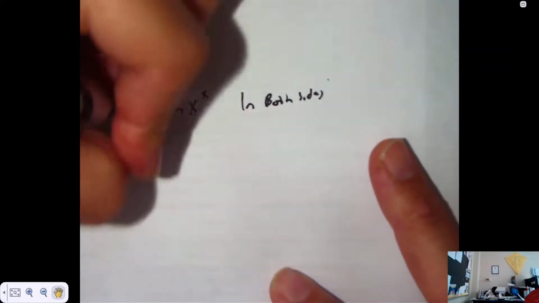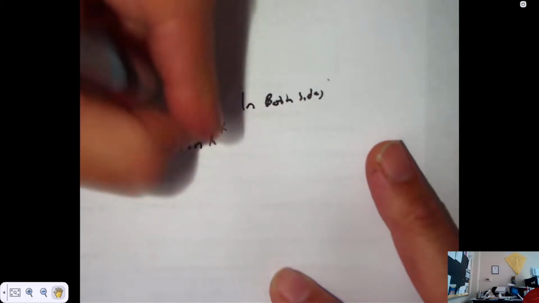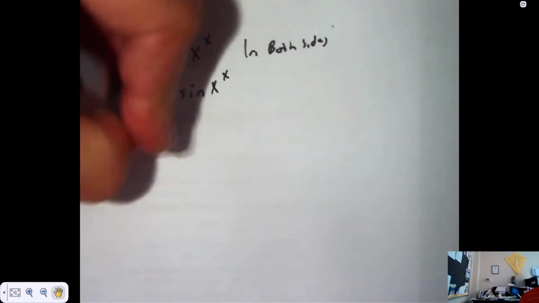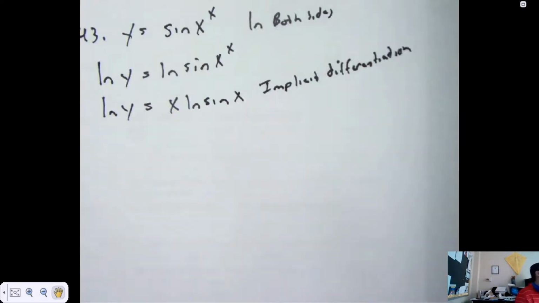ln of y equals the natural log of the sine of x to the x. And you can start taking derivatives here. It's really not a problem. I promise you it's not. It's kind of like implicit differentiation. First, we'll clean it up a little bit: x natural log of sine x. And now we'll do implicit differentiation. Implicit differentiation is when you take the derivative of something that's not x, but you say you did it.